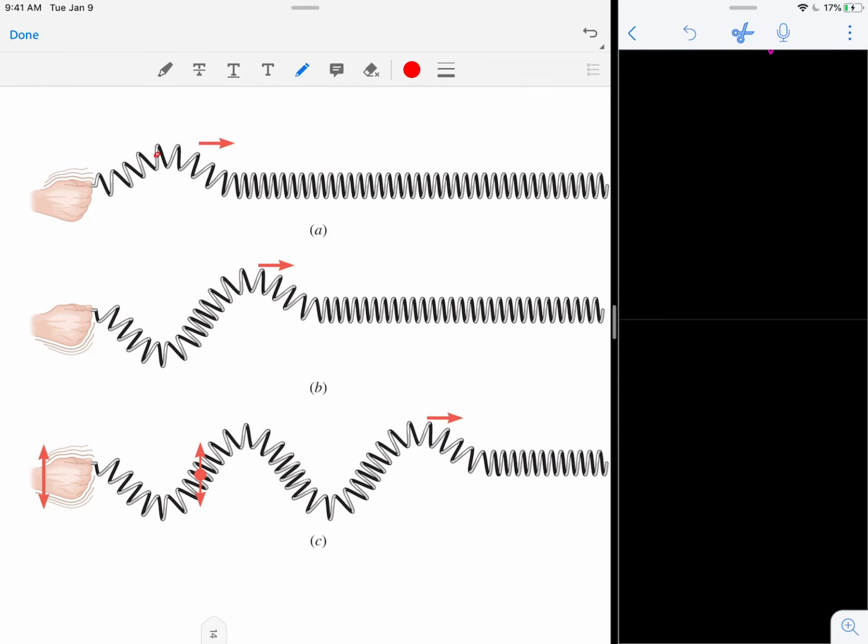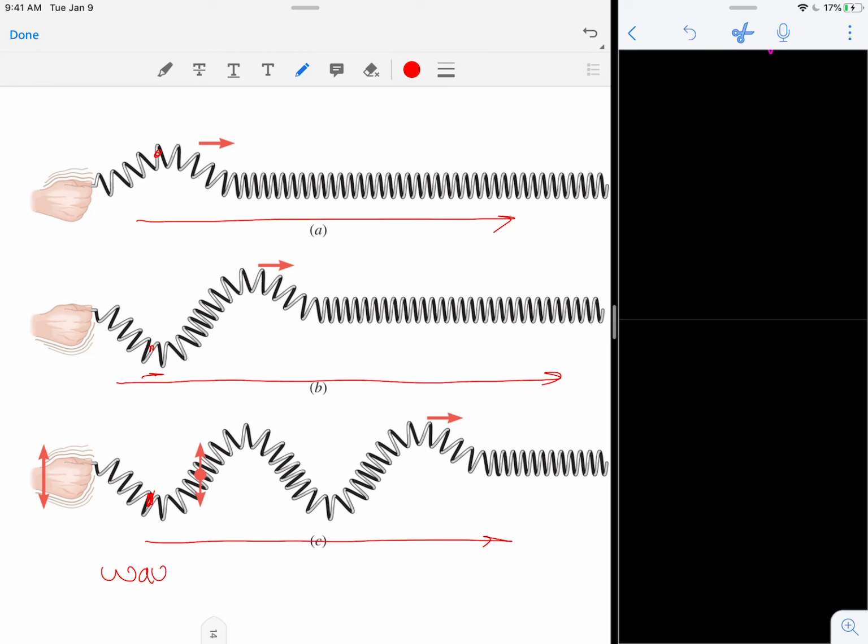So this part of the slinky here, it vibrates up and down, but it doesn't go anywhere. It doesn't go sideways. It doesn't travel from left to right. It stays where it is. So what actually moves through a wave then is going to be energy. So waves are going to transmit energy. So the matter or the particles stay where they are, but it's energy that actually travels from left to right.